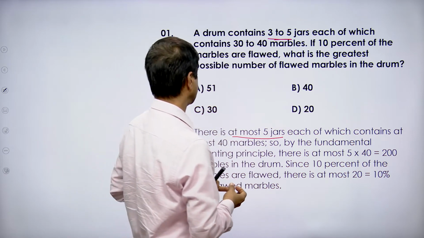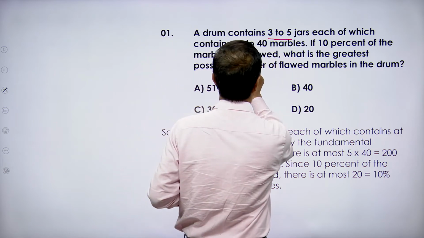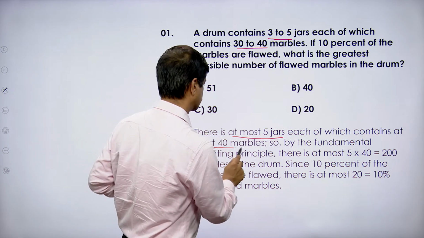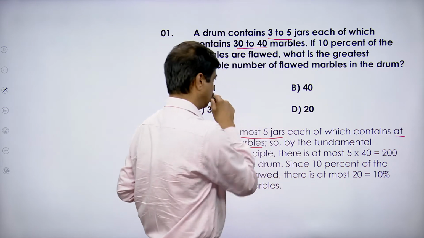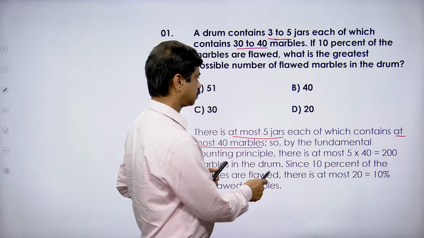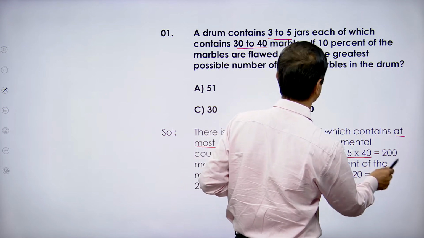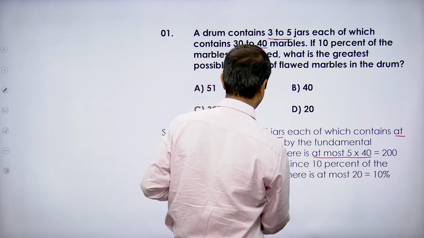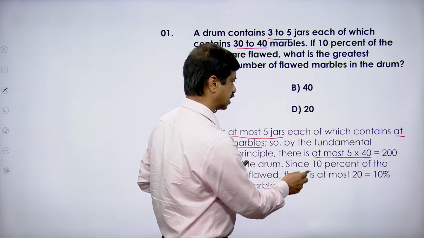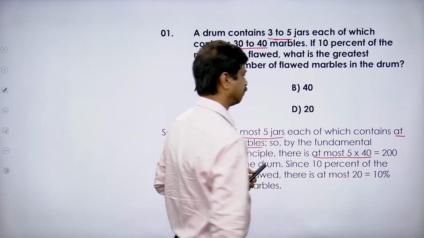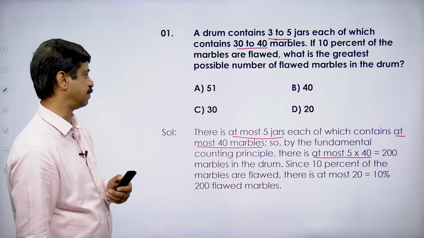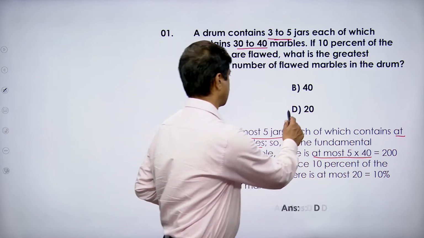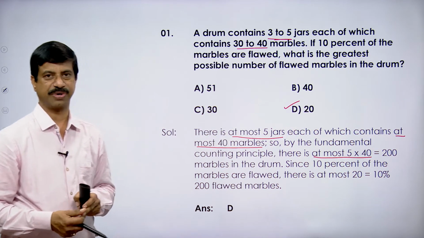Each of which contains at most 40. Here, 30 to 40 means maximum are 40 marbles. By the fundamental counting principle, there are at most 5 into 40, that is 200 marbles maximum in the drum. Since 10% of the marbles are flawed, there are at most 10 by 100 of 200, which is 20. At most 20 marbles are flawed. So what is the answer you have? Option D, right? Please note it fast, quick.